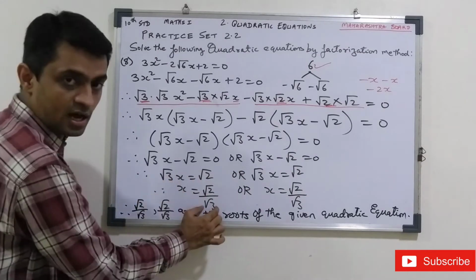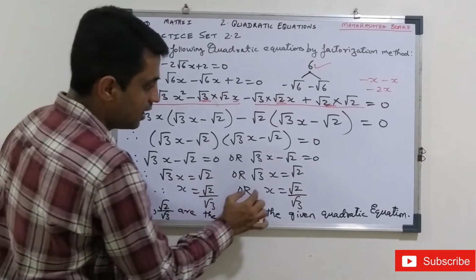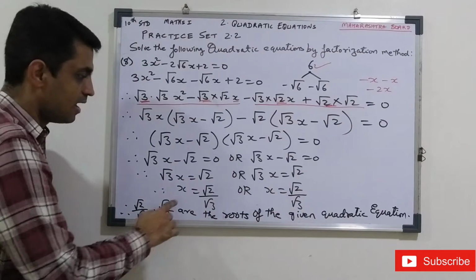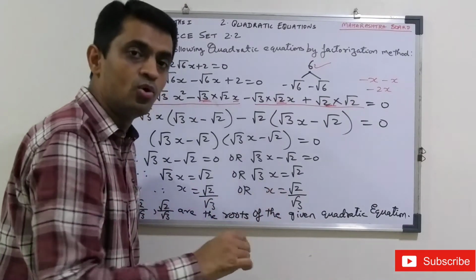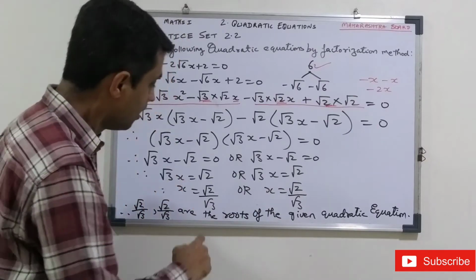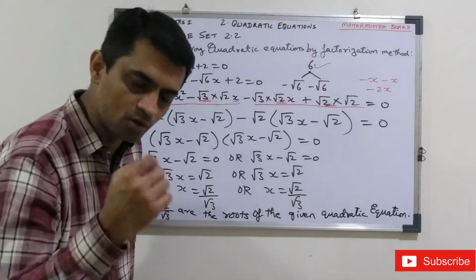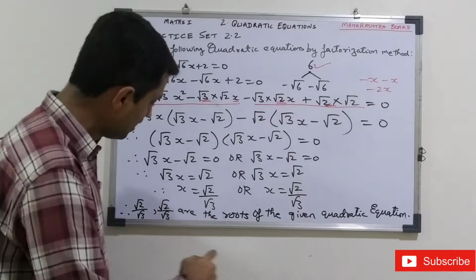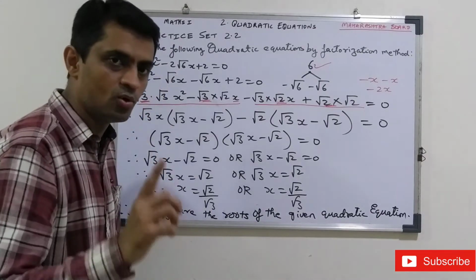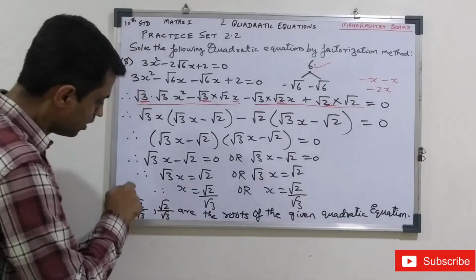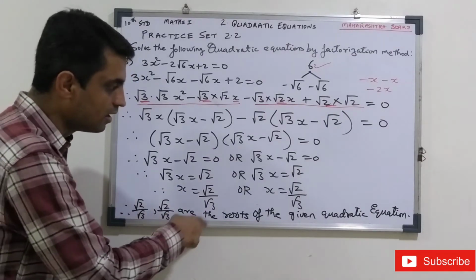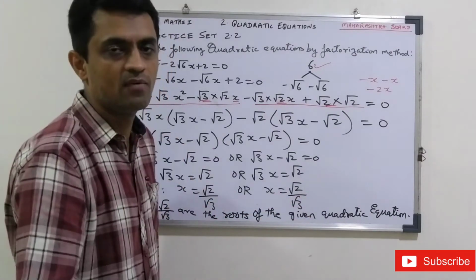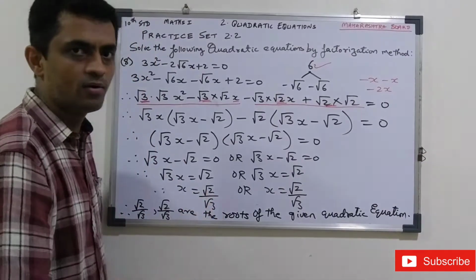Now take root 3 down, transpose down, here also root 3 down. So what is the answer? x is equal to root 2 upon root 3, or x is equal to root 2 upon root 3. Now you will see both the roots are the same. Yes, both the roots are the same. But you will write in the final answer both the answers. Don't write only one answer. Write both: root 2 upon root 3, comma, root 2 upon root 3 are the roots of the given quadratic equation. Clear everybody? Okay.